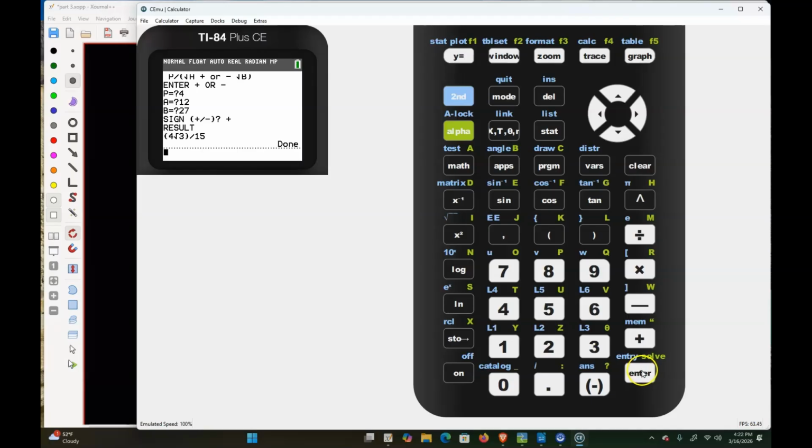Okay, let's do one more. Let's do one with a negative. So 3 square root 50. We're going to say minus square root of 18. I'm going to hit the negative key, not the minus key. So it's going to give me 3 square root 2 divided by 4. So all those are correct.